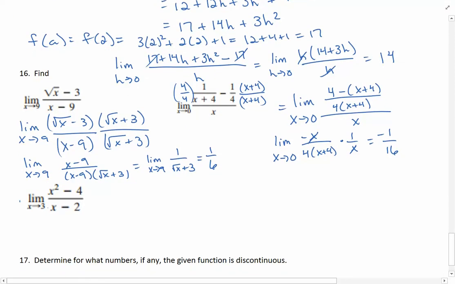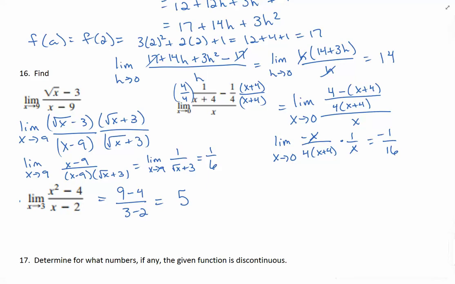Now, be careful in this one, because if you do a direct plug-in, you'll see that you just get 9 minus 4 over 3 minus 2, or just 5. So you didn't have to do much work on that one. I guess you could have factored it and still would have got the same answer when you did the plug-in, but that was kind of quick on that one.